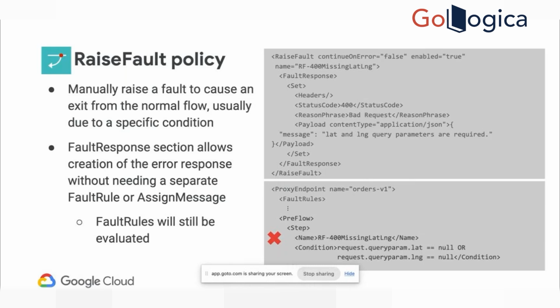So Apigee code will still go to the fault rule. However, we do not provide any fault handling section for this raise fault, because the raise fault automatically sets the same thing that you want in the fault rule, correct? You don't need to use any separate assign message or other policy. So that's why you don't use it. So the raise fault policy is the third way to handle this.